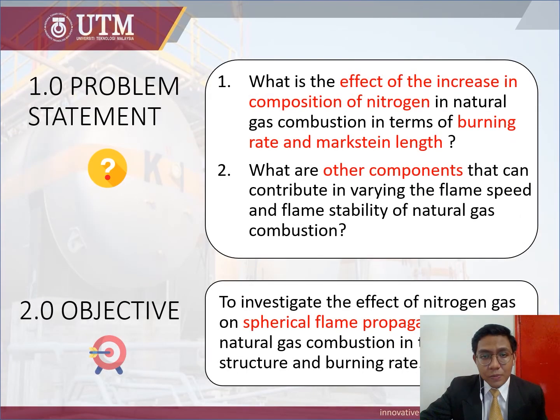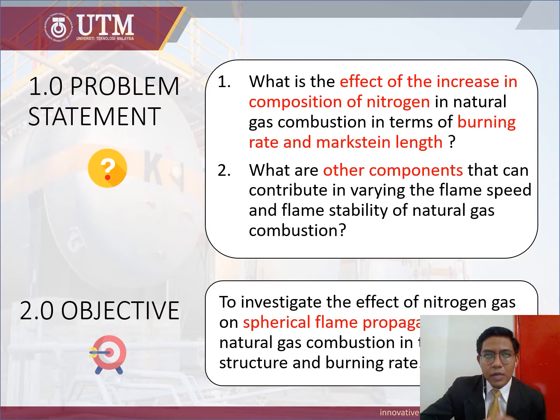So moving on to the problem statement, what is the effect of the increase in composition of nitrogen in natural gas combustion in terms of burning rate and masking length? In this research, we want to determine the effect when we increase the composition of nitrogen to determine the values that have been derived when we change the composition of nitrogen in terms of its burning rate and masking length. And second is, what are the other components that can contribute in varying the flame speed and flame stability of natural gas.